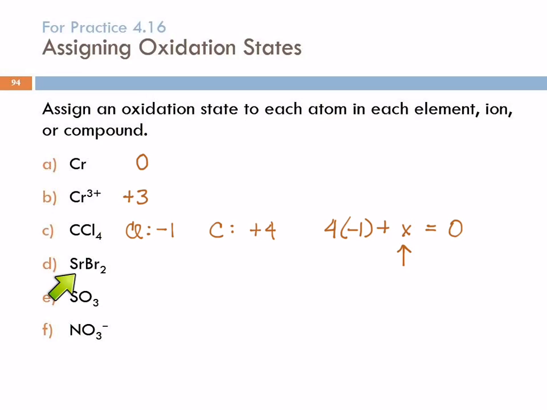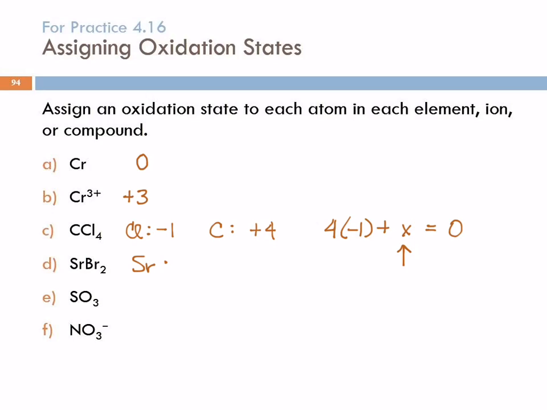Let's look at this one. SrBr2. Strontium. This is an ionic compound, isn't it? Strontium's in group 2. The rules say that the group 2 metals are always +2 in an ionic compound, +2 oxidation state.